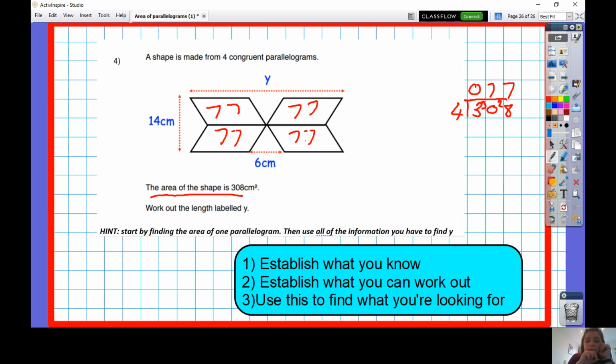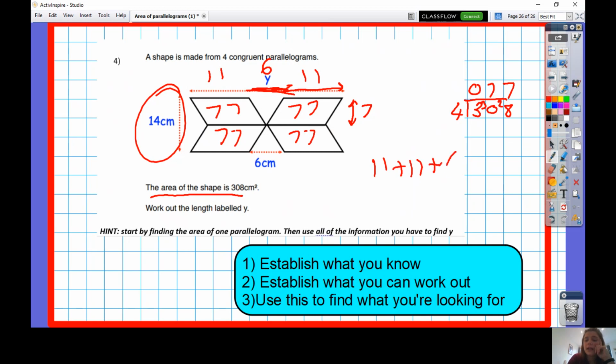Okay, I now need to find the height and the width of one of the parallelograms. Look at all the information you have. What can help you? This measurement here. The height of 2 is 14, so the height of 1 is 7. Now you're thinking to yourself, okay, 7 times what makes 77? 7 times 11. So if that's 11, that's also 11. What's this measurement here? It's 6. So then you're doing 11 add 11, which is 22, add 6, which is 28 centimetres.